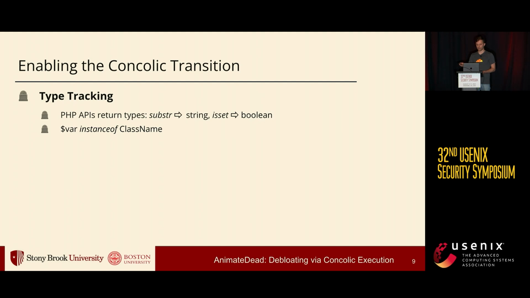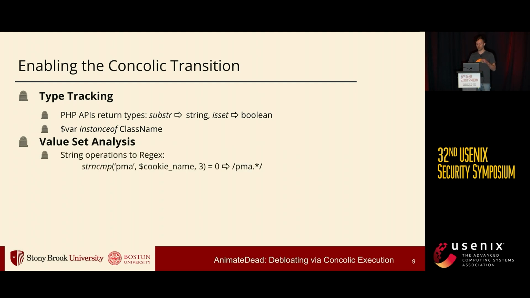In the same way, if you check whether a variable is an instance of a class, then within that block, within that condition, you know the type of the variable. Moreover, we need to do a value set analysis. And in this case, we model the string operations as regular expressions. For example, if you check whether the name of a cookie starts with PMA, then you can translate that to a regular expression, PMA.*, and then later on you can check whether that string matches this regular expression or not.